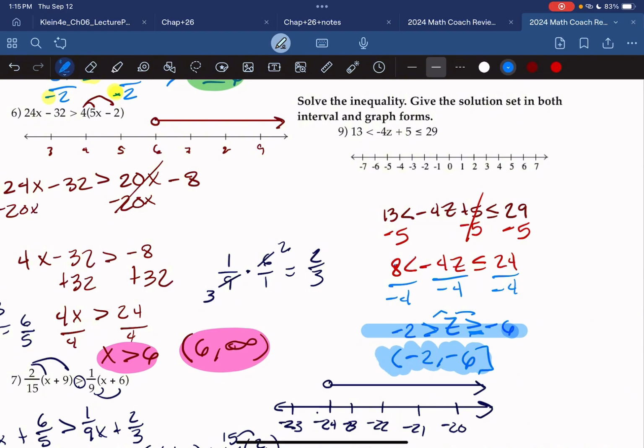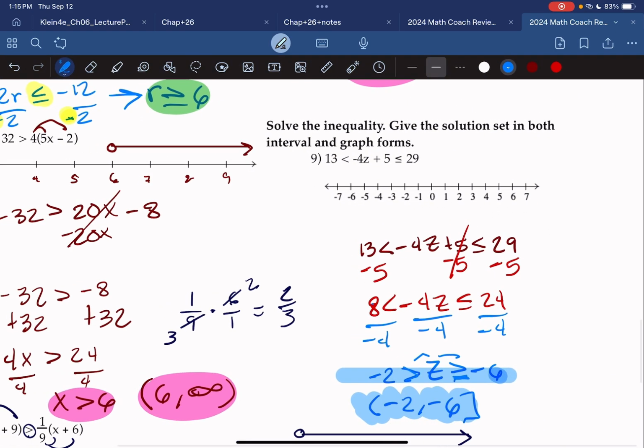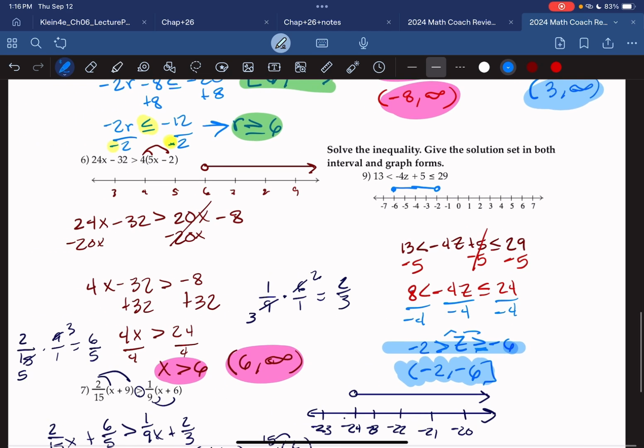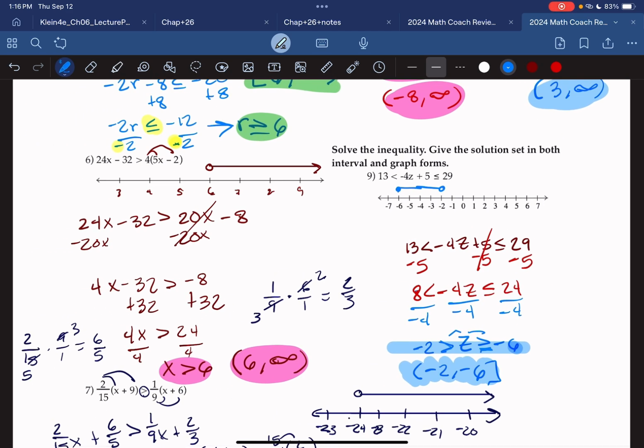And now let's graph it. So, let's find negative 2. Negative 2, open circle, because it has no line under it, remember? And now let's find negative 6, closed circle, because it's or equal to. So, z is less than negative 2. When it's less than, we go to the left. And z is greater than or equal to negative 6. When it's greater than or equal to, we go to the right. So that's our answer, that's our video.